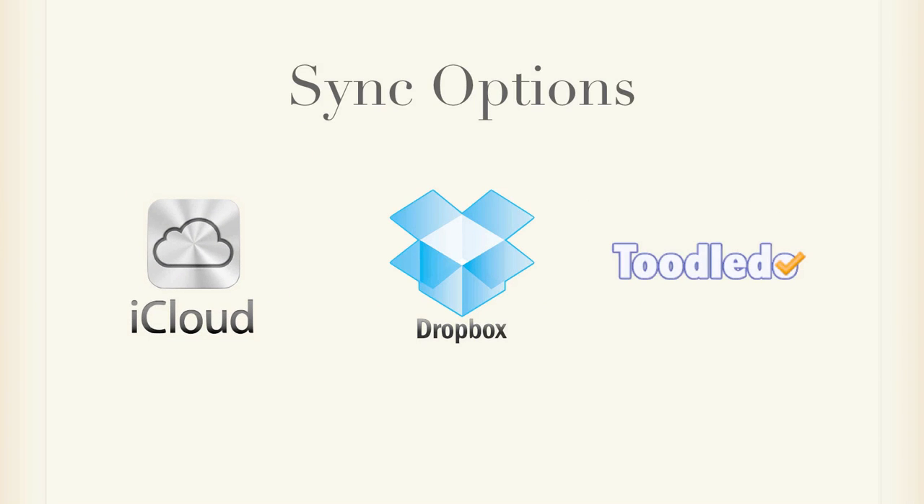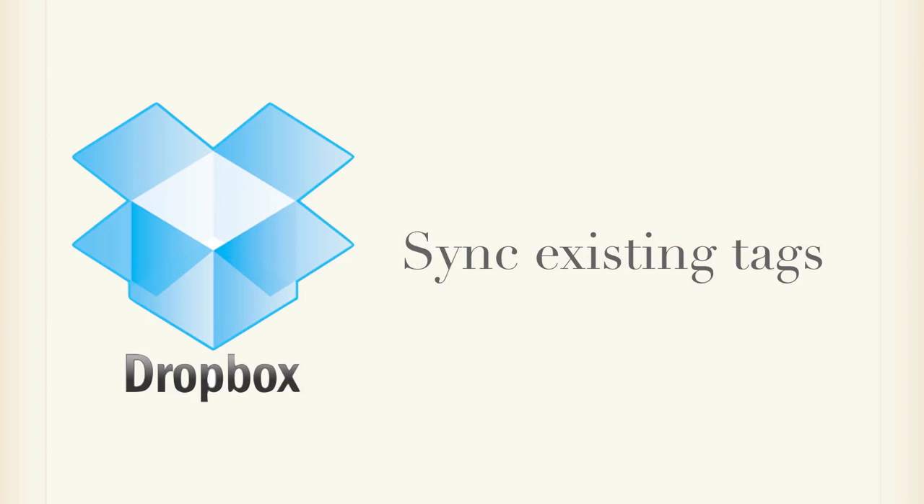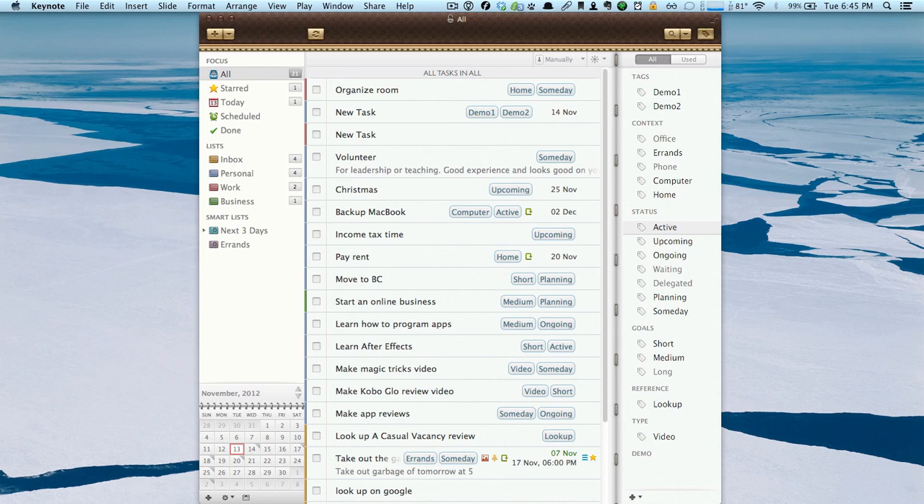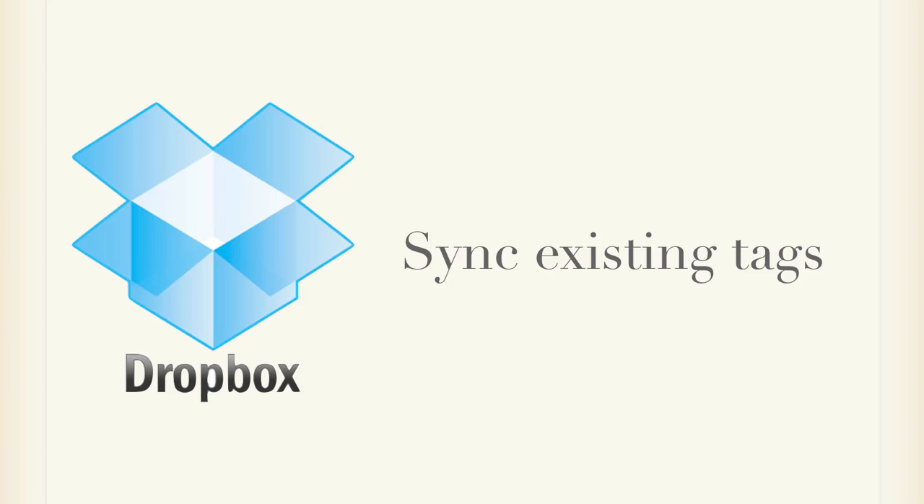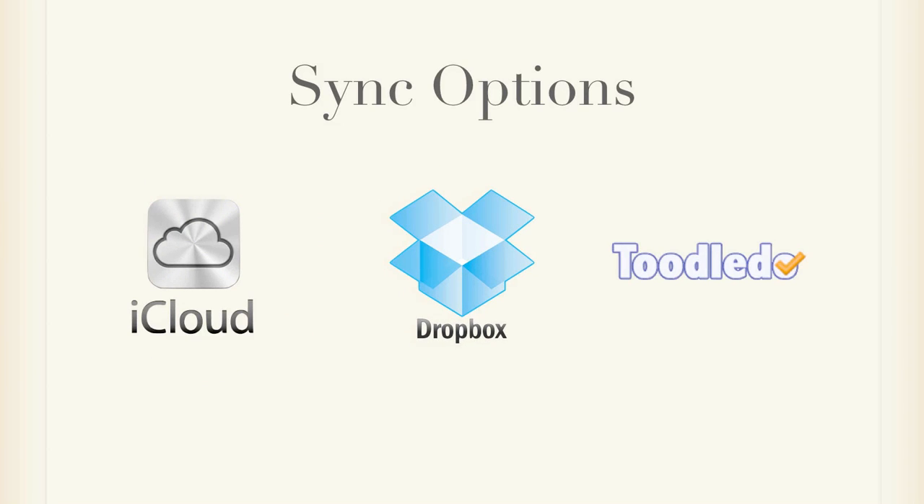And so the next thing I want to go over was Dropbox Sync. This is the one that I personally use. The thing that I like about it is you can actually sync your existing tags. The other 2, iCloud and Toodledo, don't actually sync your tags for some reason, and that's a feature that I really like, so that's why I use Dropbox. If you don't know what I'm talking about, the tags are like these things right here. So if you didn't have it synced with Dropbox, these would not sync onto your phone as well.